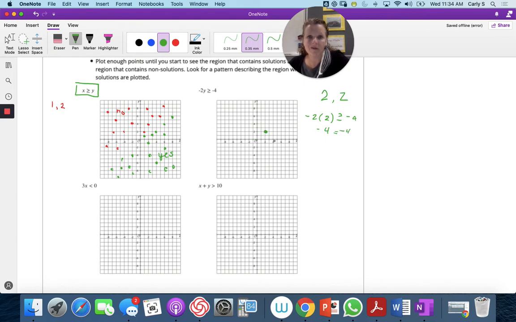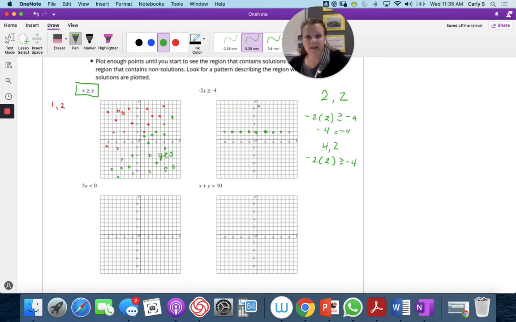How about 4, 2? If I do 4, 2. So -2 times y is greater than -4. Okay, we didn't change the y value, so really anything along this line. And this line, because the y value doesn't change, I can change the x value all I want, but I know that's all going to be true.